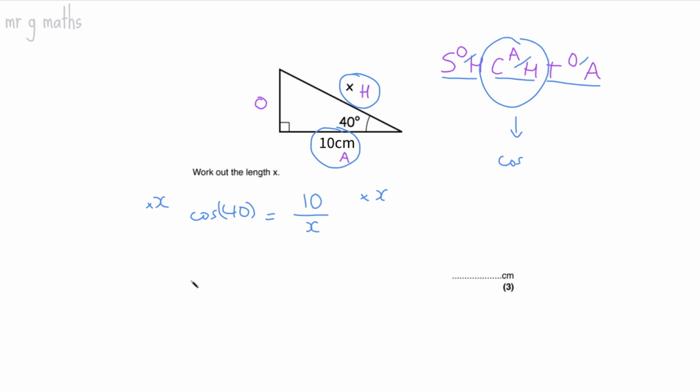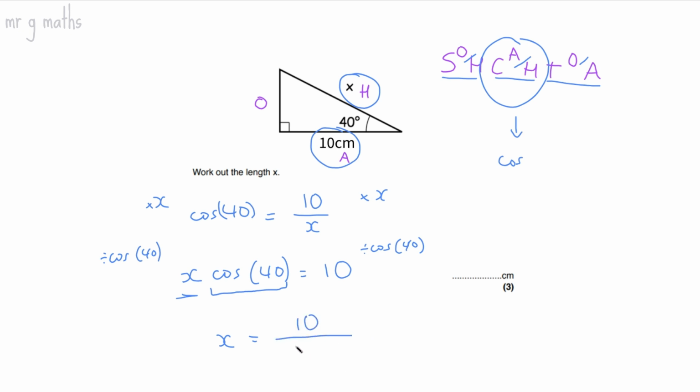And that's going to give me x cos 40 equals 10. But we're still not there just yet. We need x to be by itself. So what I'm going to do is divide both sides by this cos 40 that's here. So divide both sides by cos 40. And what we get is x equals 10 over cos 40.